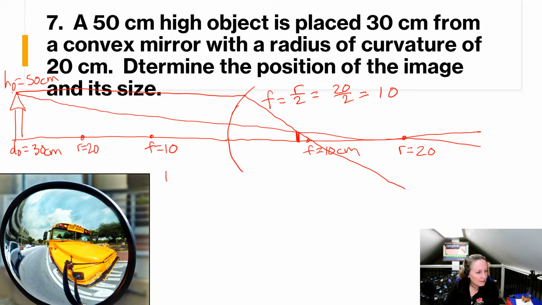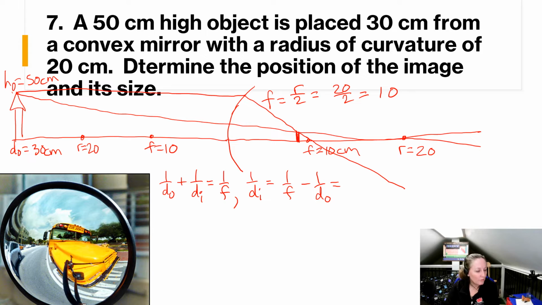So we use that same formula again. So 1 over distance of object plus 1 over distance of image equals 1 over focal point. Okay, so we are going to change this around. 1 over distance of image is equal to 1 over focal point minus 1 over distance of object. Now, we got to think about these things a little bit.